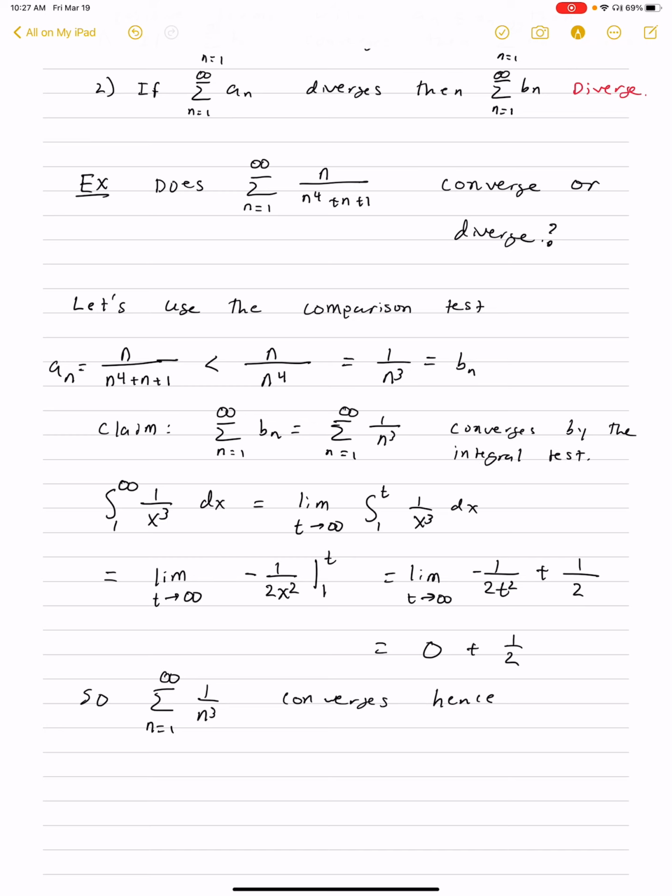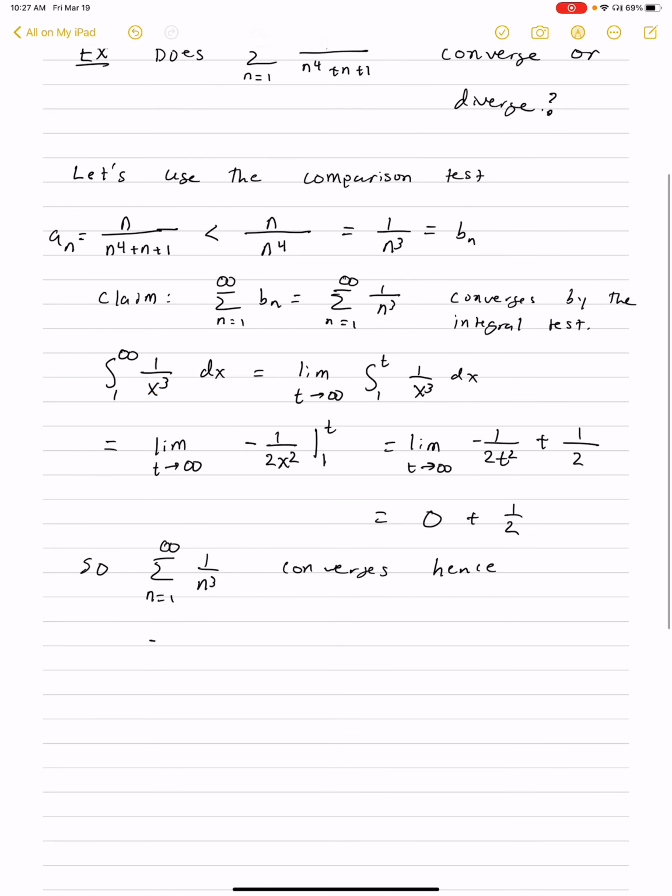Hence, the summation from n equals 1 to infinity of a sub n, which is the summation from n equals 1 to infinity of n over n to the 4th plus n plus 1, converges. And notice we had to use two tests here. We had to use the comparison test and the integral test, and that's not uncommon. So we've proved that a sub n converges via the comparison test.